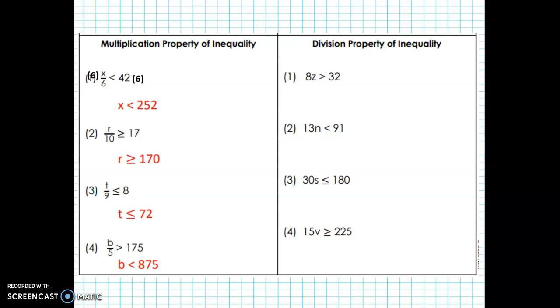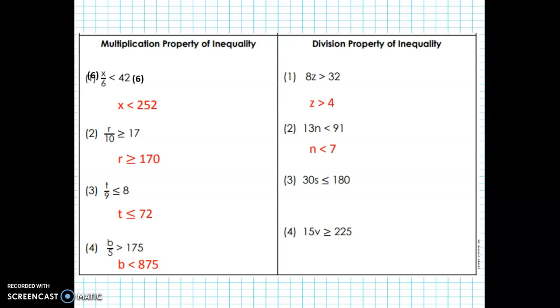So with a problem that has multiplication, such as 8z, that means 8 times z, you're going to divide by the coefficient. So since it's multiplying by 8, you're going to divide both sides by 8. 32 divided by 8 gives us z is greater than 4. 13 times n is less than 91. We're going to divide both sides by 13. This gives us n is less than 7.